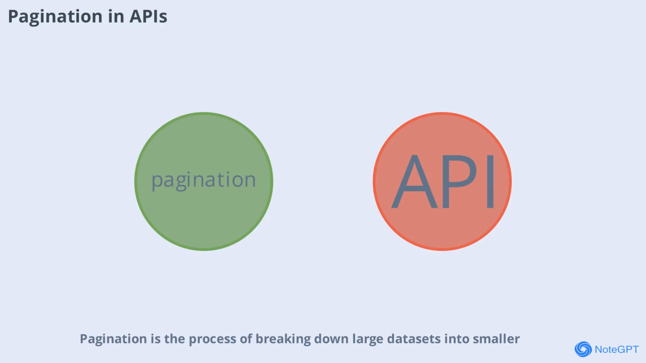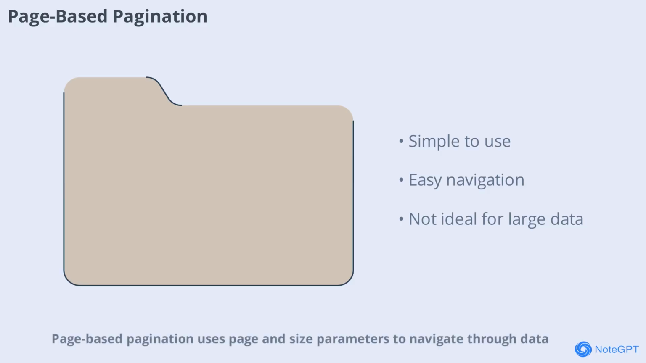Pagination is the process of breaking down large datasets into smaller, manageable chunks that can be fetched incrementally. This approach improves performance and user experience, especially when dealing with vast amounts of data. There are several types of pagination, including page-based, offset-based, cursor-based, and keyset pagination, each with its own advantages and use cases.